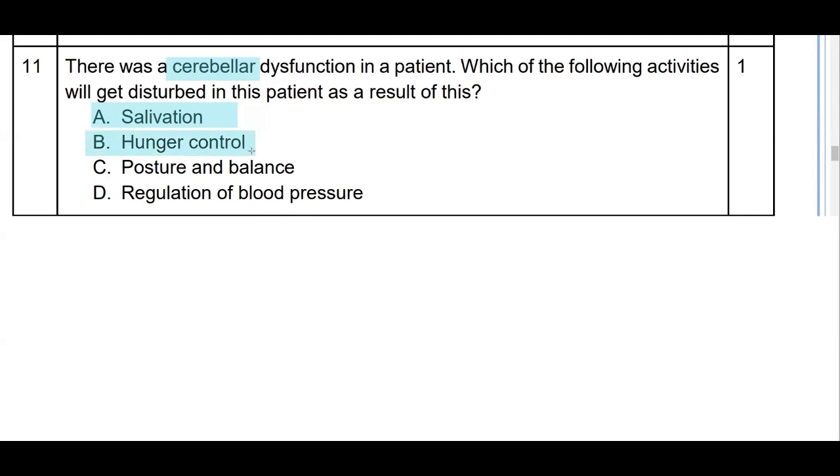Now, similarly, hunger control. The center associated with hunger is in the forebrain, so this is not correct. Posture and balance, control of posture and balance, and precise actions like picking up a pen are controlled by the cerebellum, which is a part of the hindbrain. So the correct option will be option C in this case.